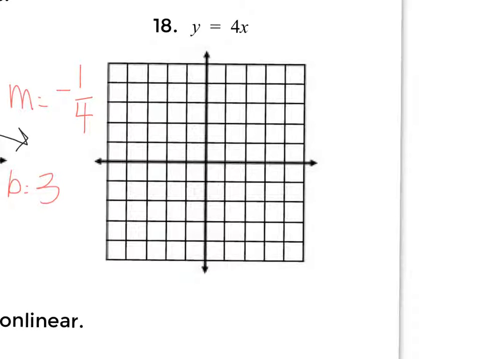And number 18. y equals 4x. So m, b, what? I don't have a b. So if I don't have a b, that means my y-intercept is 0. Okay, there you go.